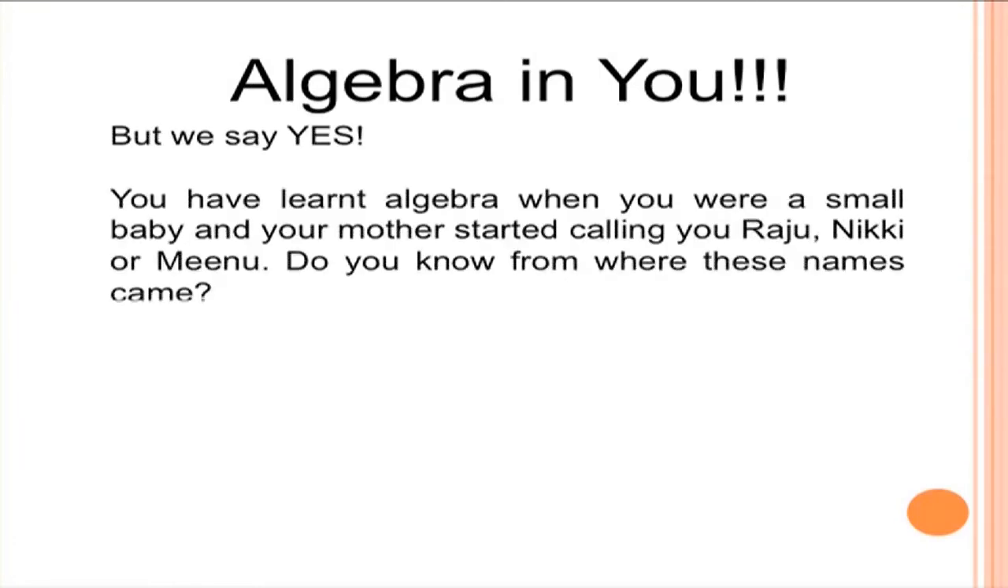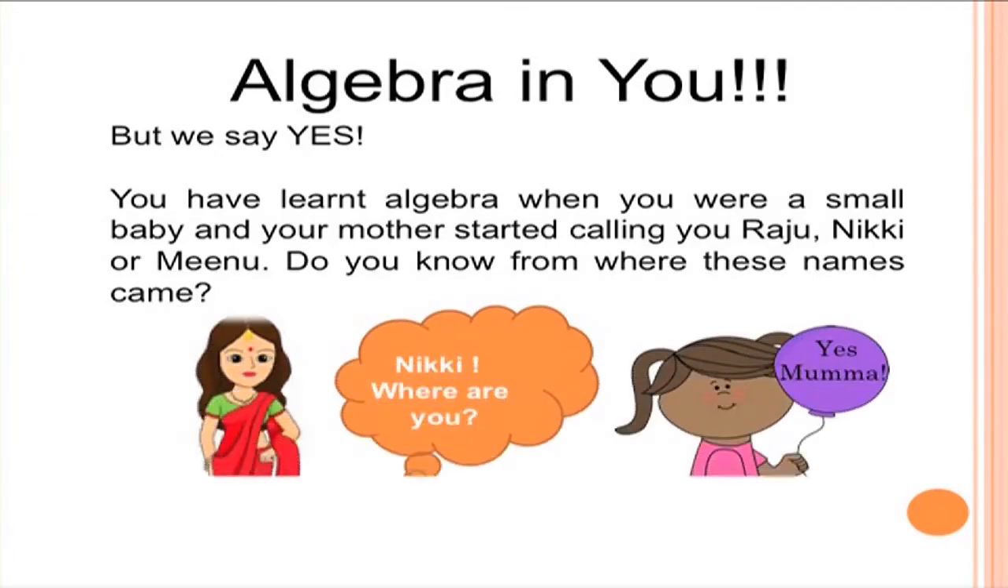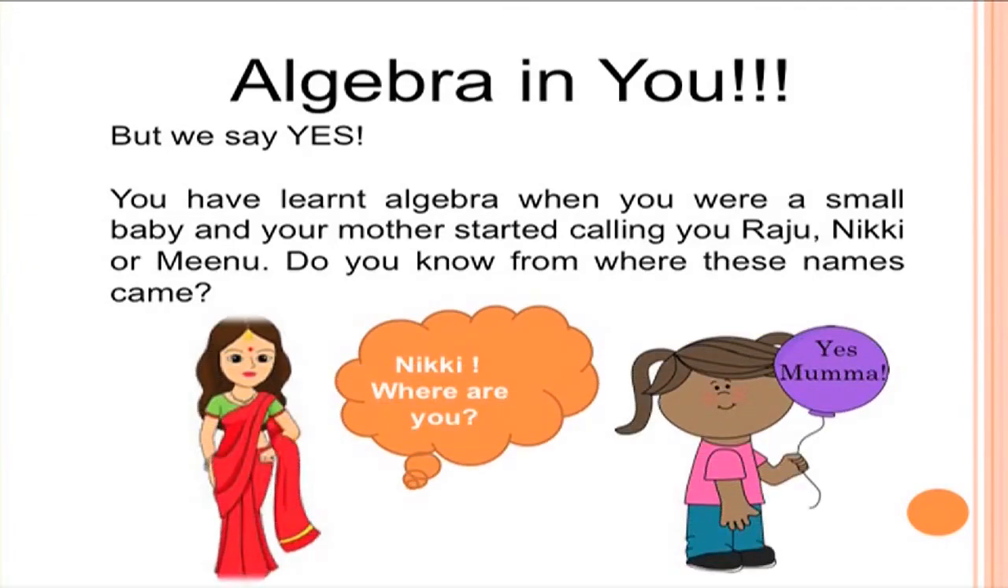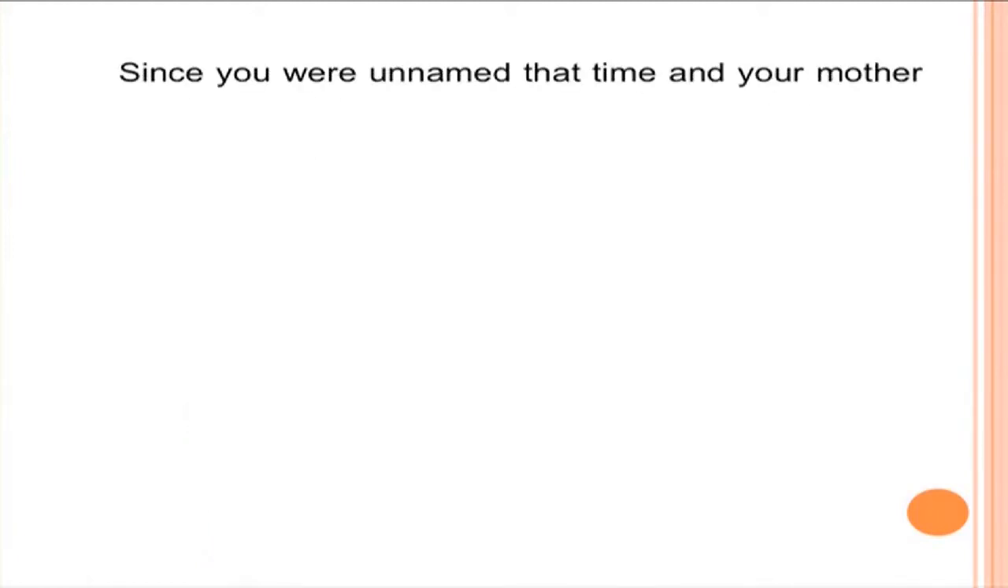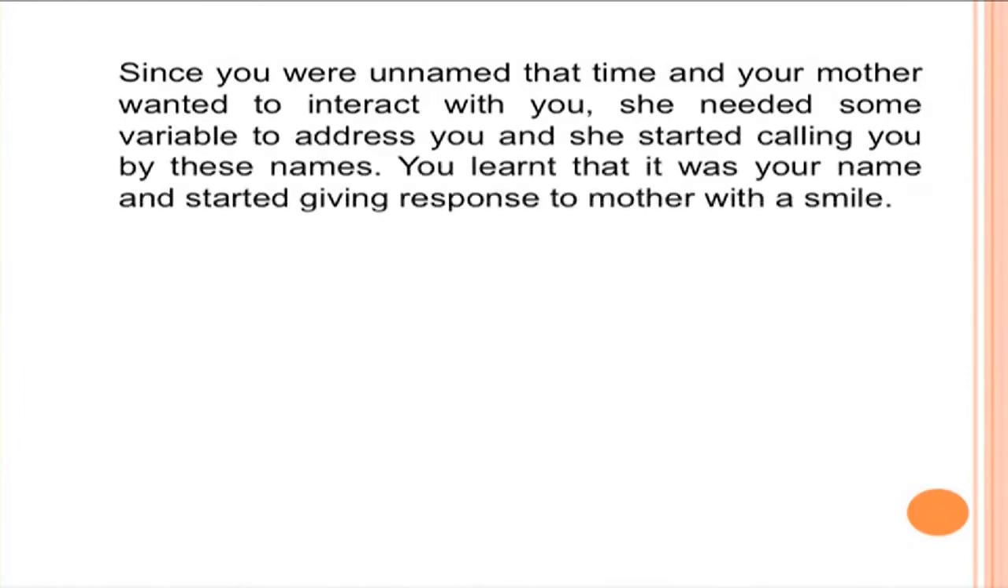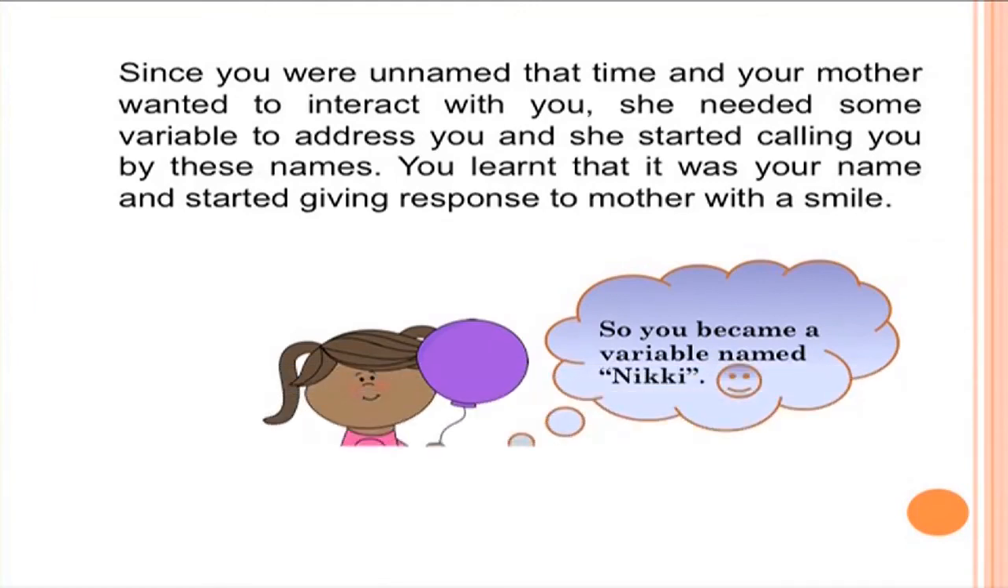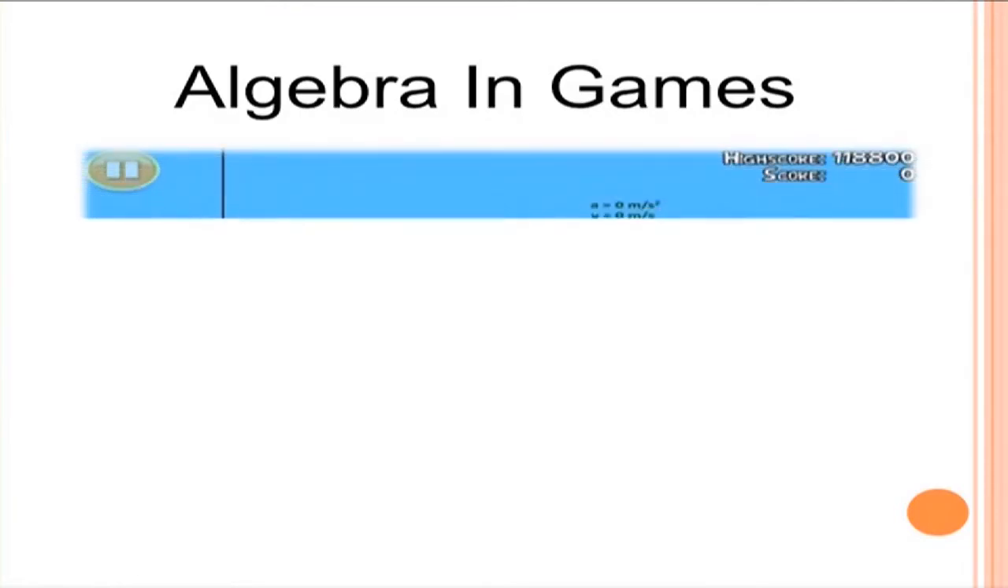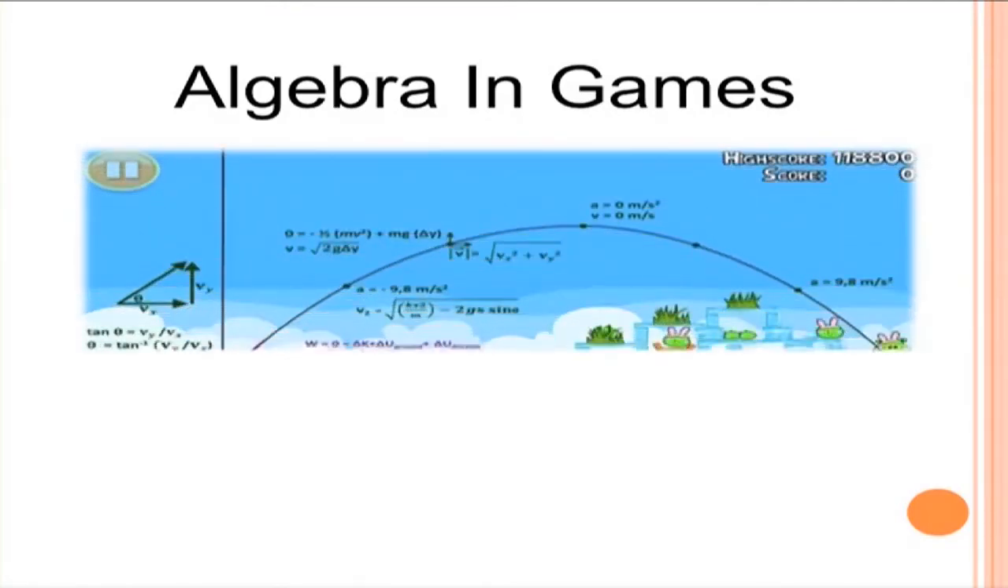You have learnt algebra when you were a small kid and your mother started calling you Raju, Nikki or Meenu. Do you know from where these names came? Since you were unnamed that time and your mother wanted to interact with you, she needed some variable to address you, and she started calling you by these names. You learnt that it was your name and started giving response to mother with a smile, so you became a variable named Nikki.